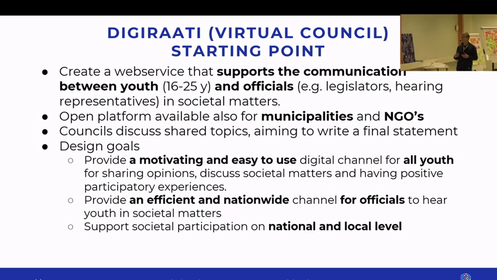And it was supposed to be an open platform, available also to be used by municipalities and NGOs, so that our dream was that we create this platform and basically anybody can use it who wants to organize these kinds of citizen councils on the internet in the Finnish context. And the councils should discuss shared topics.